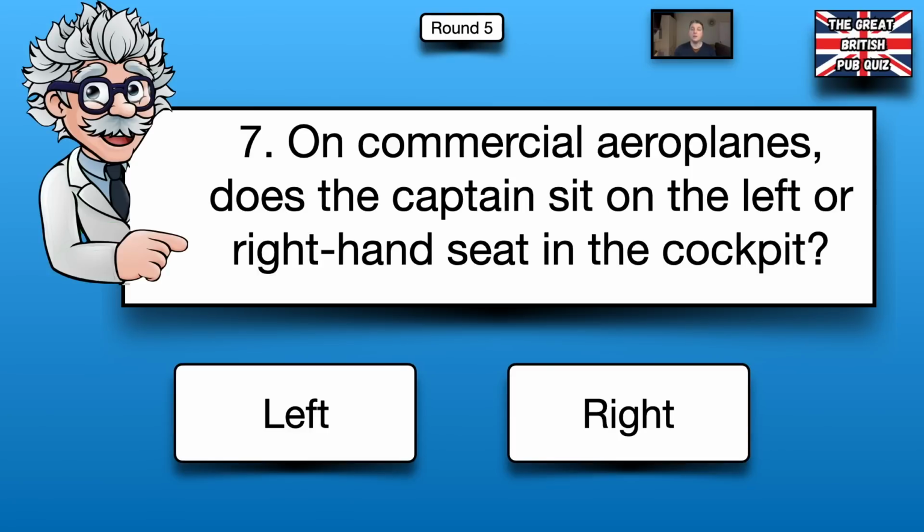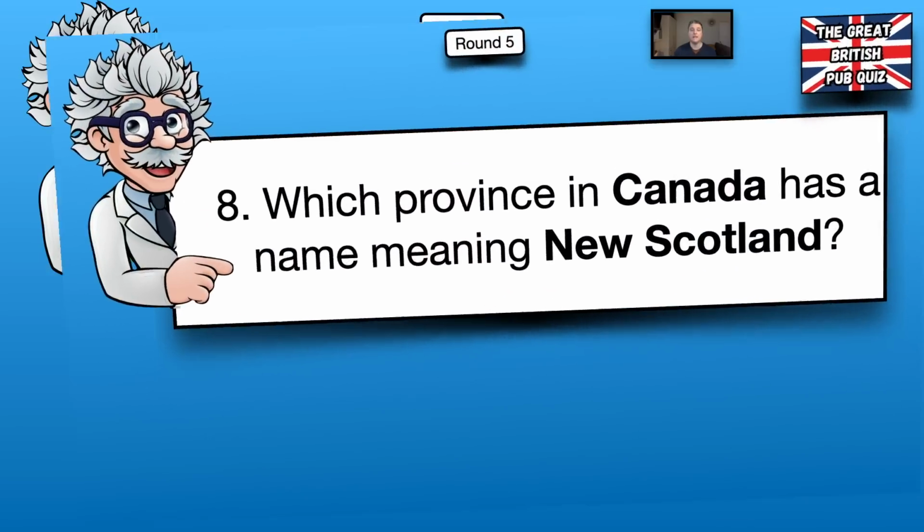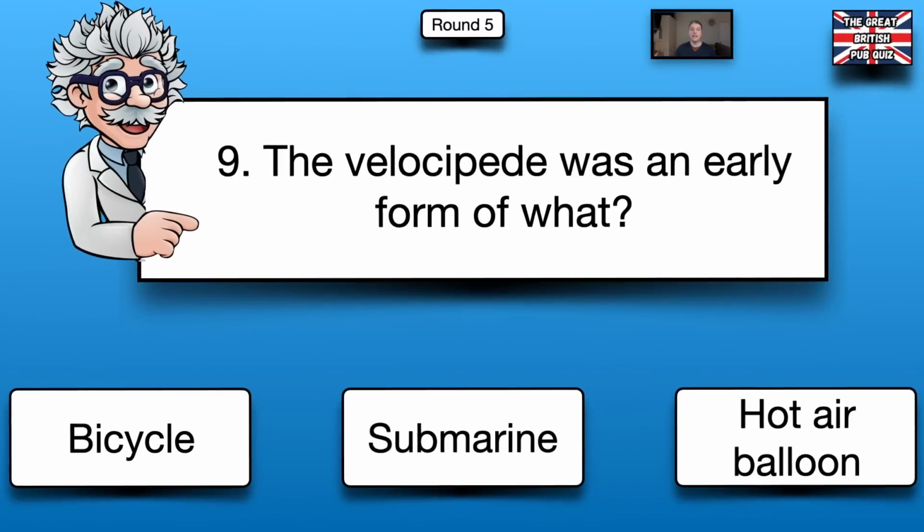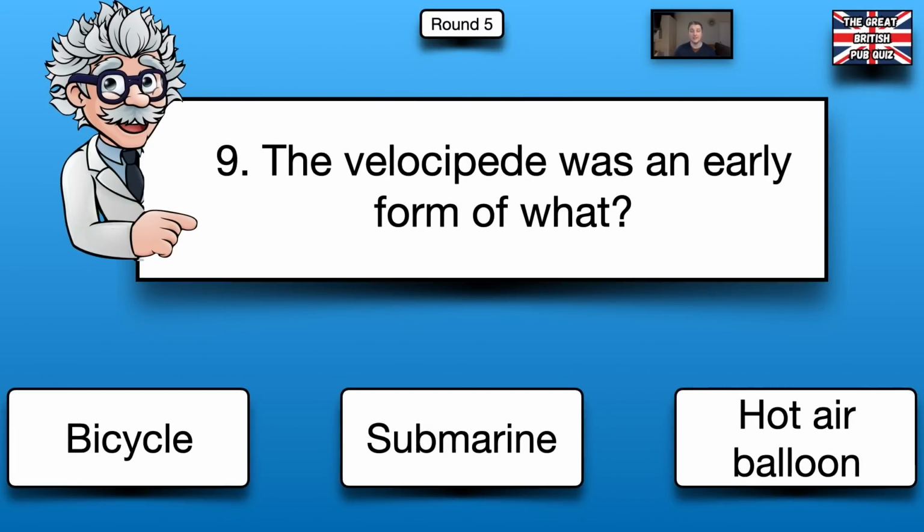Number 7. On commercial airplanes, does the captain sit on the left or right hand seat in the cockpit? Number 8. Which province in Canada has a name meaning New Scotland? Number 9. The velocipede was an early form of what? Bicycle, submarine, or hot air balloon?